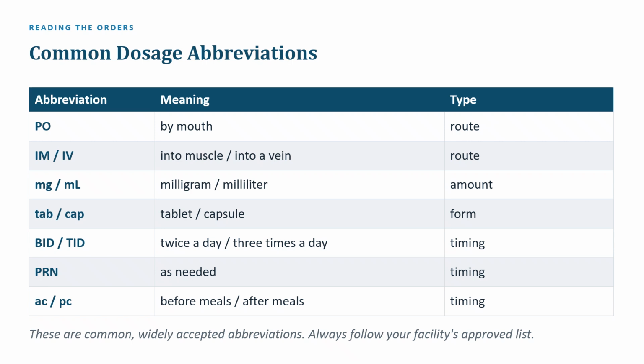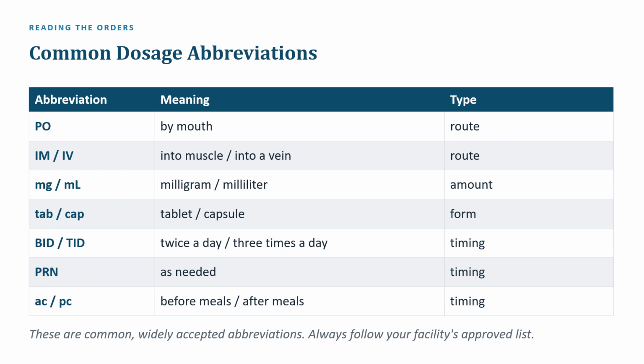Then comes timing, which describes how often a drug is taken. BID means twice a day and TID means 3 times a day. PRN is a very useful one, meaning as needed, such as pain medication taken only when the patient has pain. AC and PC refer to meals, with AC meaning before meals and PC meaning after meals, which matters for drugs that must be timed with food.